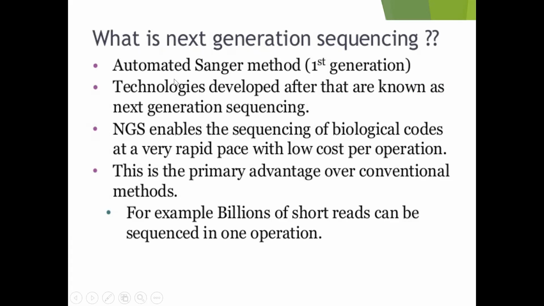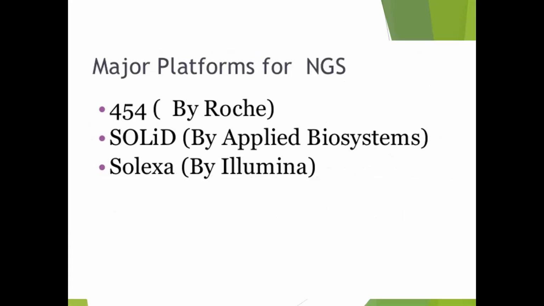As I mentioned, this automated Sanger method is considered to be first generation sequencing, and any technology developed after the first generation sequencing is known as next generation sequencing. This NGS enables the sequencing of biological codes at a very rapid speed with low cost, and this is the main advantage over conventional method. So billions of short reads can be sequenced in one operation. That's the advantage.